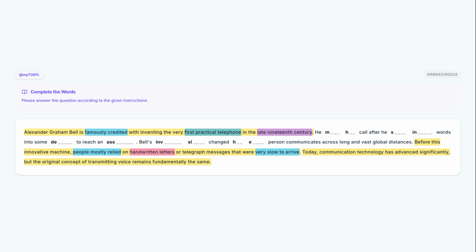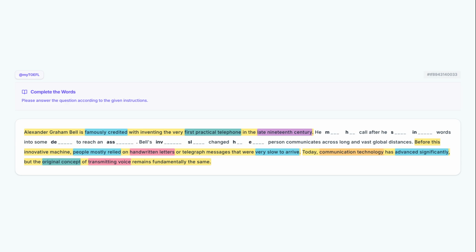This sentence observes that while communication technology has advanced significantly, the core principle remains. It notes that the original concept of transmitting voice is still the basis for how we communicate today. Now that we have the full context, let's move on to the sentences with missing letters. These sentences build on the ideas we just discussed, so use the information about Bell and his invention to guide your choices. Stay focused on the logical flow.